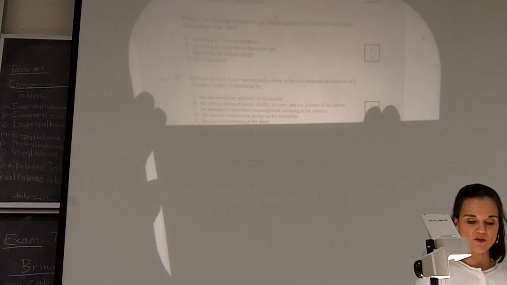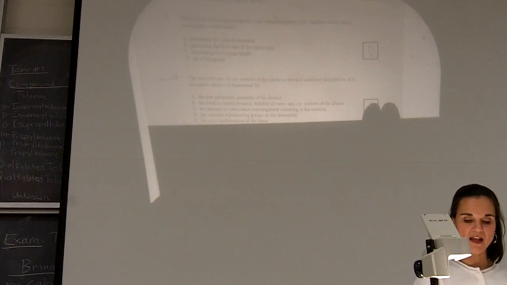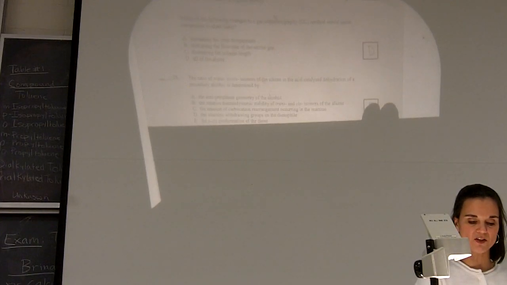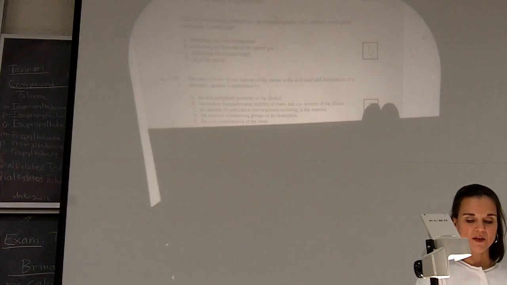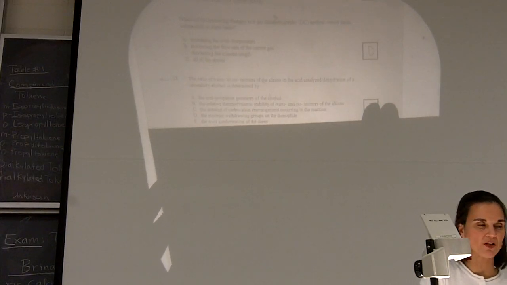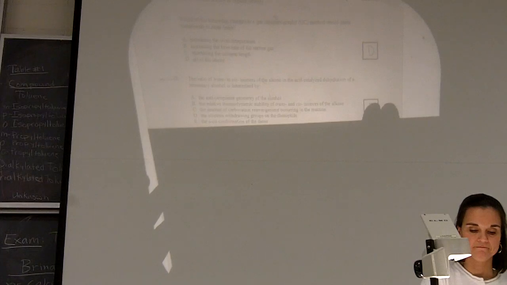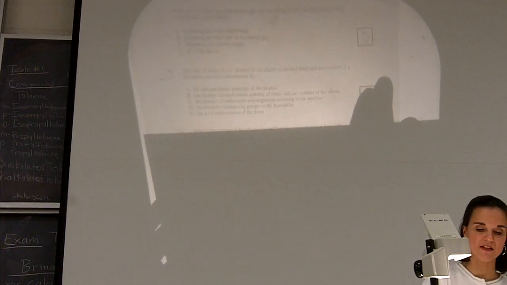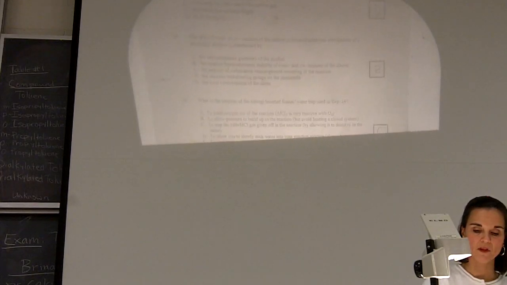The ratio of trans to cis isomer of alkene in the acid catalyzed dehydration of a secondary alcohol is determined by the antiperiplanar geometry of the alcohol, the relative thermodynamic stability of trans and cis isomers of the alkene, the amount of carbocation rearrangement that occurred in the reaction, the electron withdrawing groups of the dienophile, or the s-cis conformation of the diene. B, the relative thermodynamic stability of trans and cis isomers of alkene.